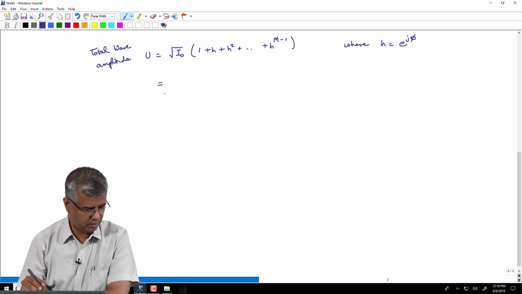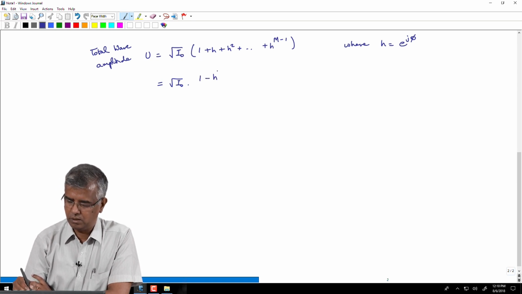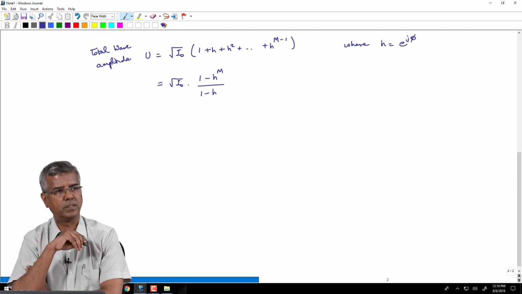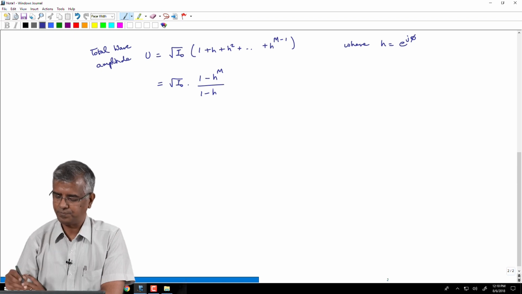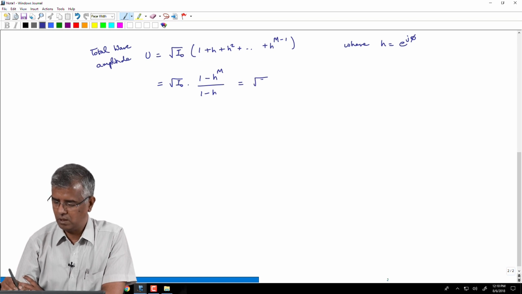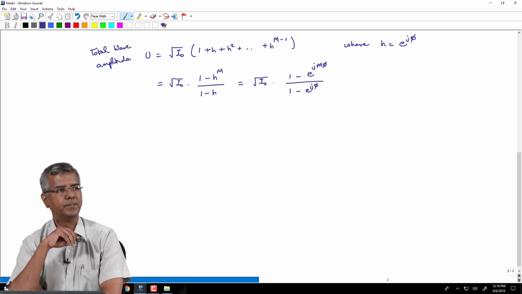Now if you simplify this, you are getting an expression which is 1 minus h to the power of M divided by 1 minus h, okay. That's just a geometric series whose simplification would yield this term. And now I can go back and substitute what h means. So this is root of I naught multiplied by 1 minus e power j M phi divided by 1 minus e power j phi, correct?